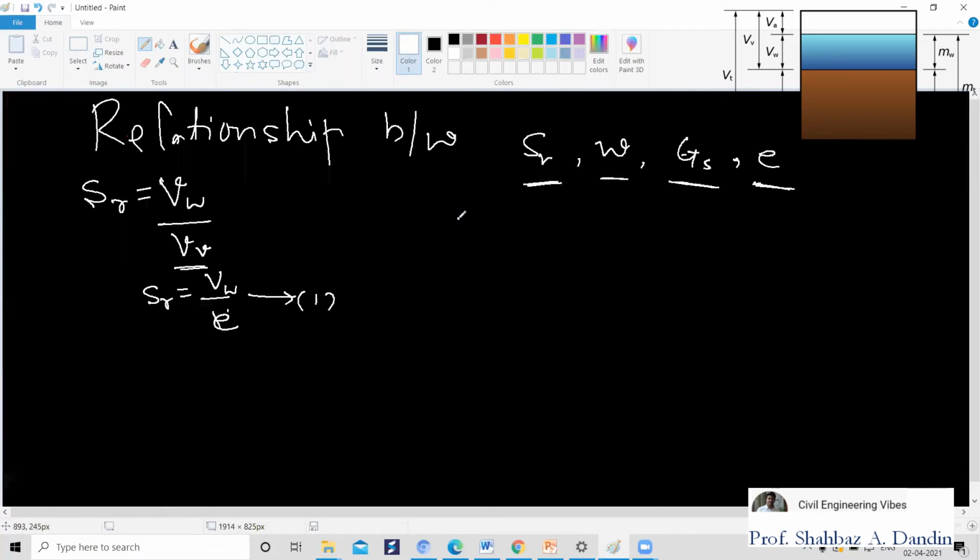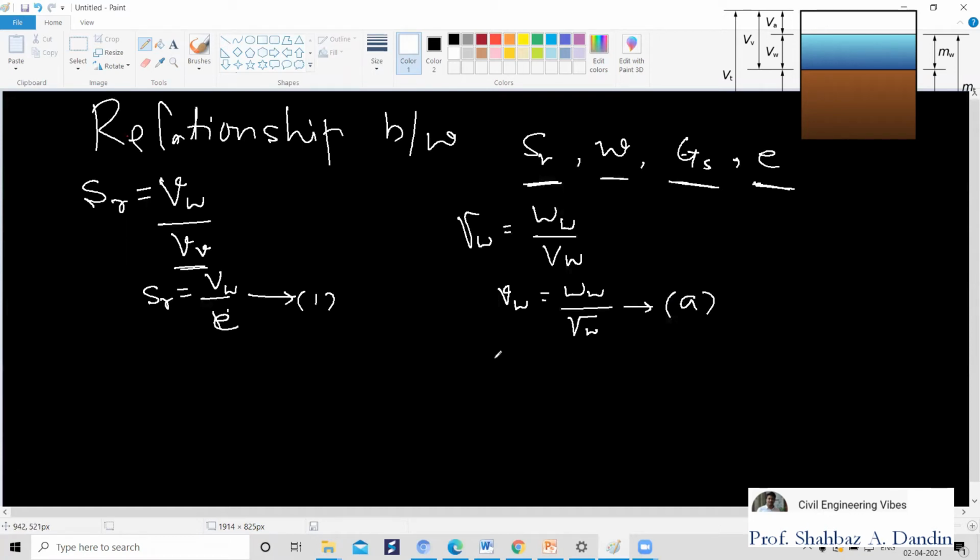Now what do you mean by unit weight? Unit weight means weight divided by volume, right? Now unit weight of water means weight of water divided by volume of water. I can go with the calculation. Multiply this one, right? Replace it, then what will happen? VW is equal to weight of water divided by density of water. I'll keep this as equation A.